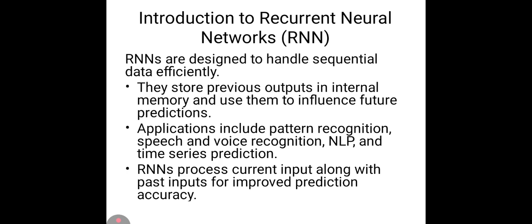So first, introduction to recurrent neural networks. In traditional neural networks, each input is treated independently, but in real world situations, the data comes as a sequence, like sentences in a paragraph, frames in a video, or stock prices over time. So recurrent neural networks, or RNN, are especially designed to handle such sequential data. RNN have an internal memory that stores the information from the previous input and uses this memory to make a better prediction for the next input. Because of this property, RNN are widely used in speech and voice recognition, natural language processing, time series prediction and pattern recognition. So in short, the RNN learns from the past to make decisions about the future.